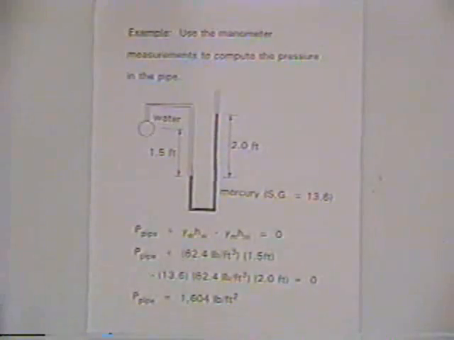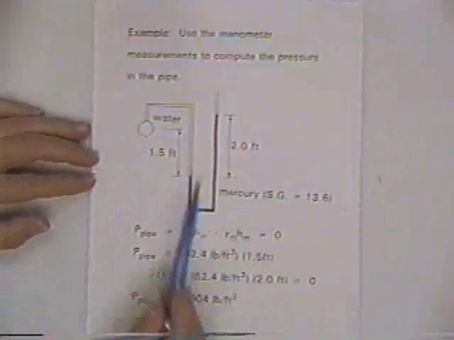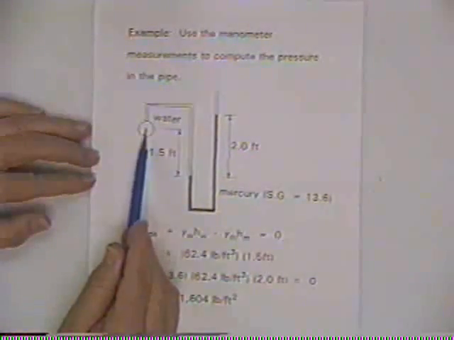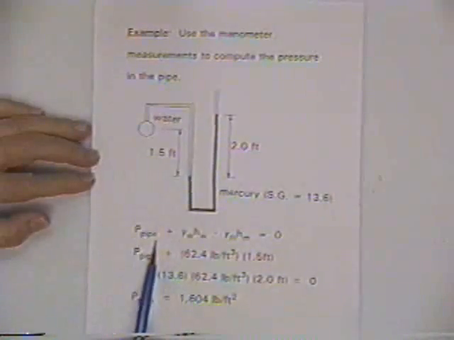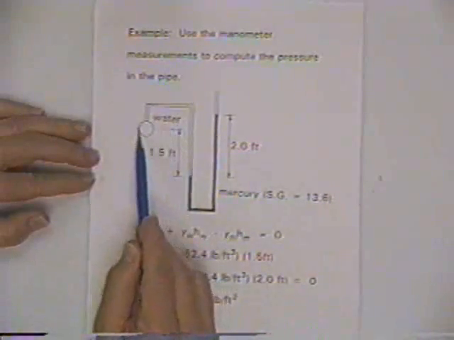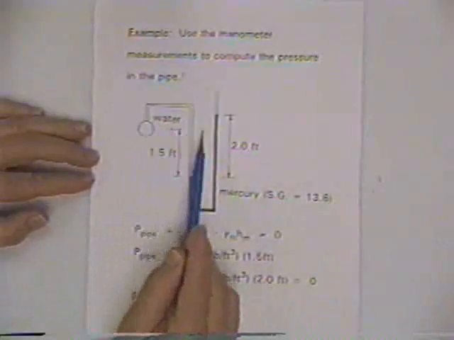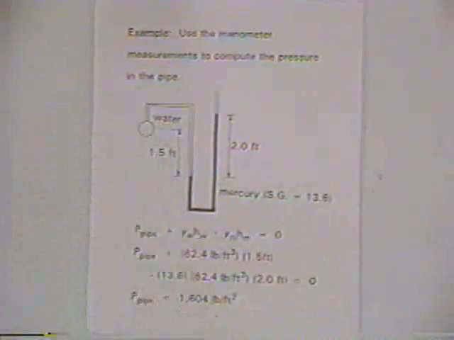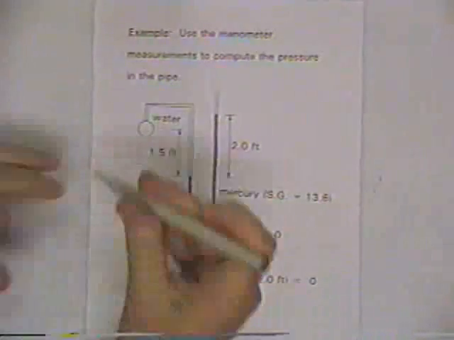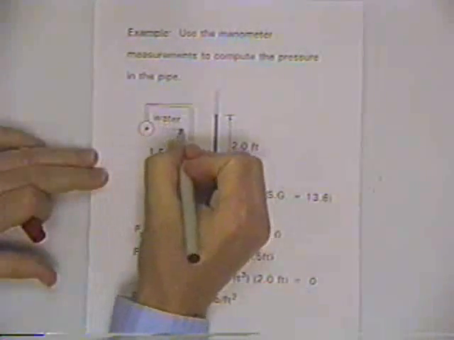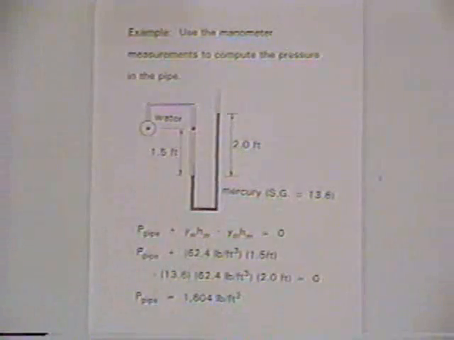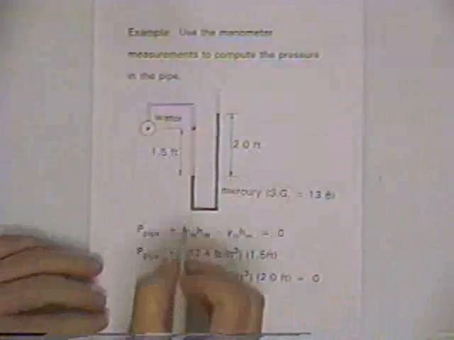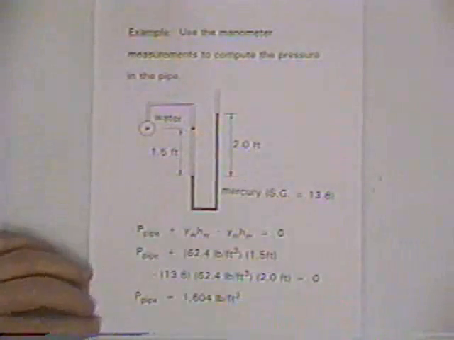With any of these problems, you want to just start on one end and work your way to the other end. So let's start here in the pipe. We've got some pressure here in the center of the pipe, and that's what we want to compute, so we'll just write that as the pressure in the pipe. Now remember that in any horizontal plane, the pressure is always the same. So the pressure right here in the center of the pipe is exactly the same as the pressure anyplace else in this water system that's in a horizontal plane. So it's the same pressure there.